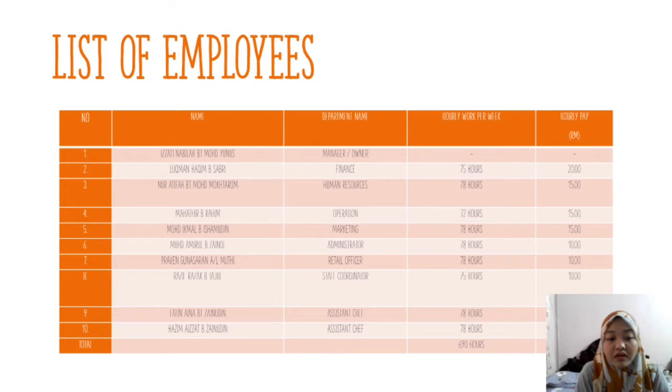Pravin Gunasaran anak Laki Muti is our retail officer. Razif Razak bin Tajak is our staff coordinator. Fatih Aina binti Zainuddin is our assistant chef. And lastly, Hazim Aizat bin Zainuddin is our assistant chef too.